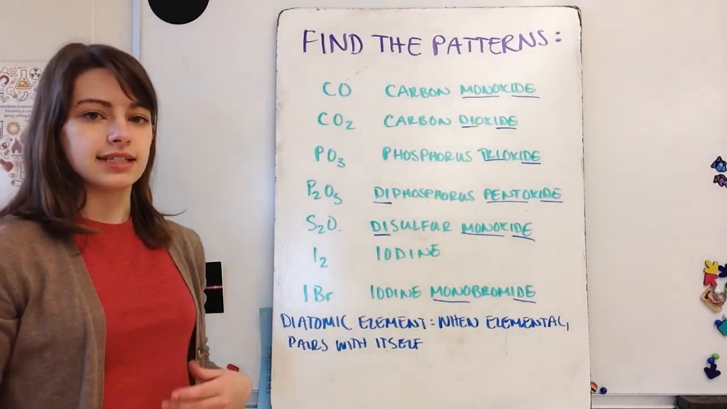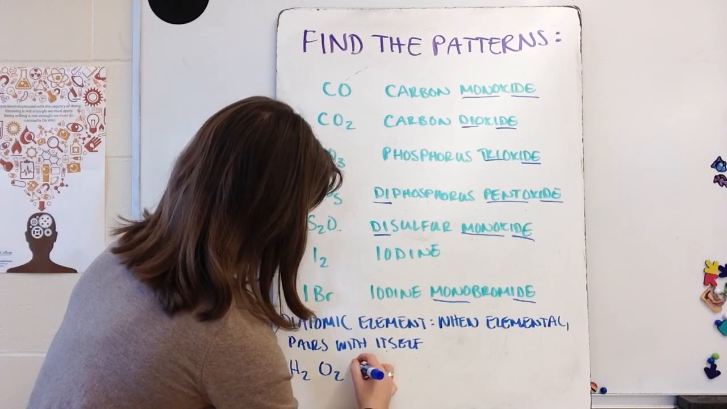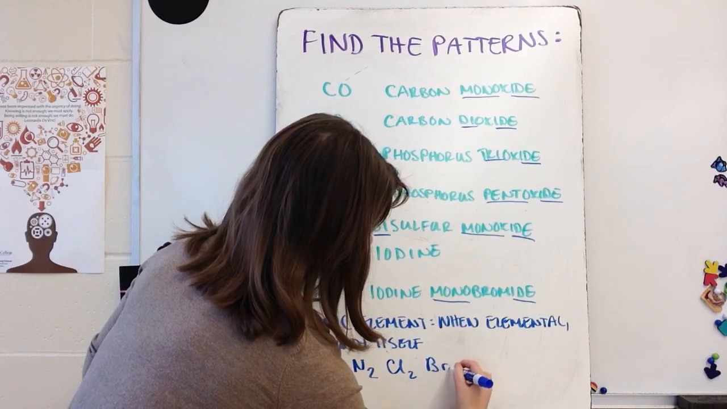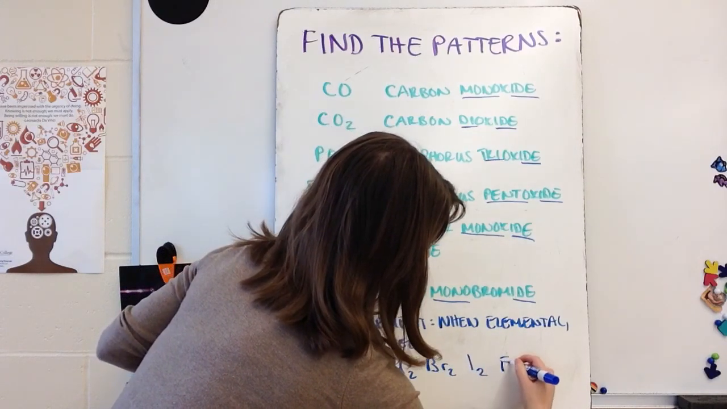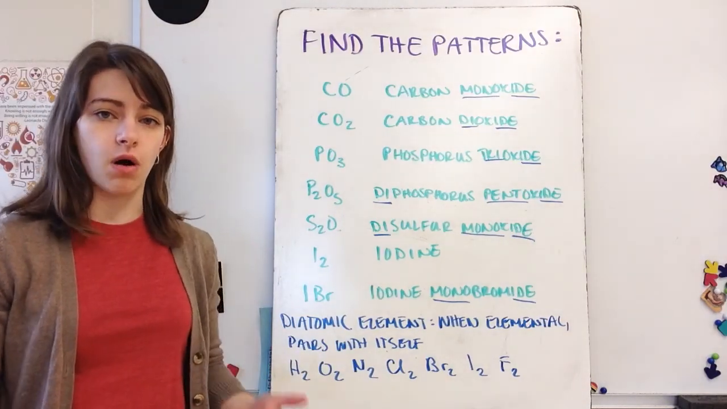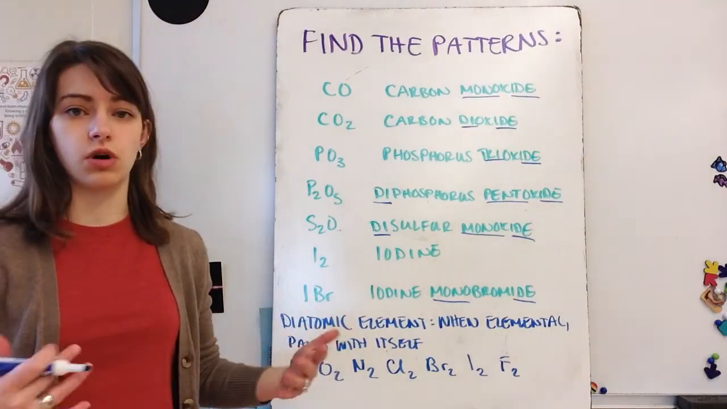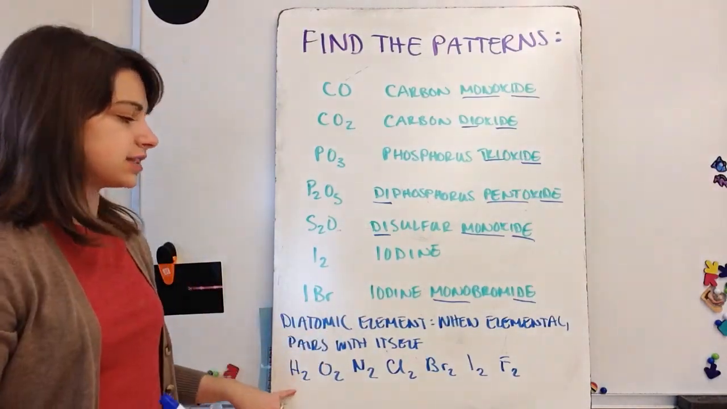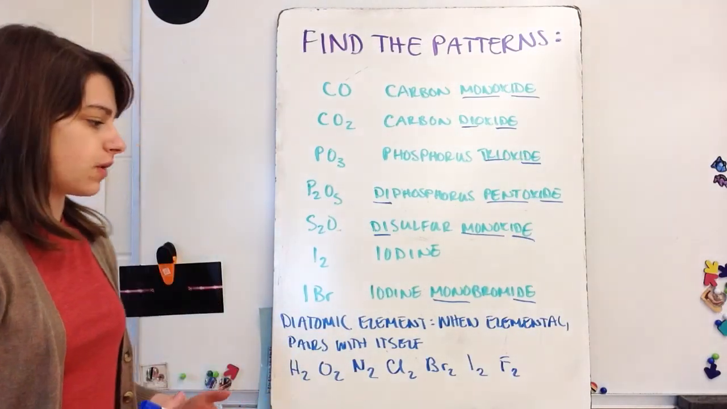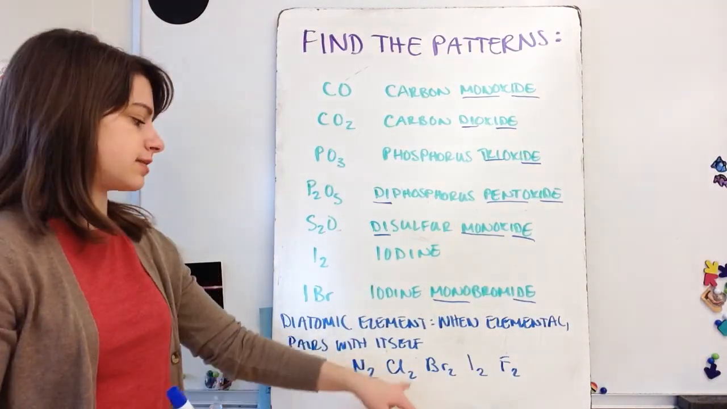There are 7 diatomic elements: hydrogen, oxygen, nitrogen, chlorine, bromine, iodine, and fluorine. So anytime you see any of those elements listed on their own, they should be in pairs. So it should be H2, O2, N2, so on and so forth. And when you see their formulas listed like this, it's just written as their element name. So anytime you see Br2, it's just bromine. Anytime you see the word bromine, it's Br2.